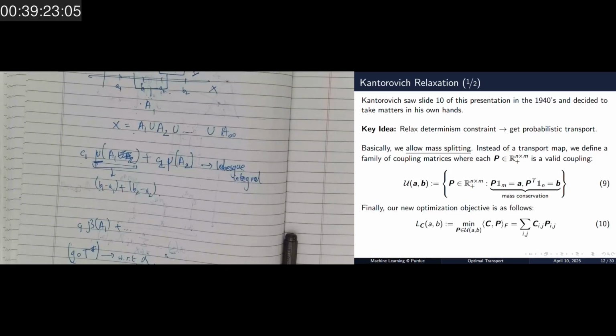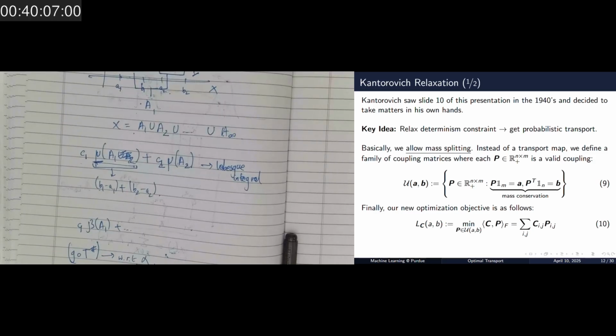So now our new optimization objective becomes: minimize over P in the set of all the possible valid couplings our cost of transportation, and this is just the Frobenius inner product. So you're basically just flattening everything and then computing the inner product. It's just summing everything element-wise, and you get the total cost of transportation. So this is very, very important, right? Because we went from an original problem that admitted fewer solutions to a problem that admits n number of solutions, and this becomes this, at least on the surface, right?